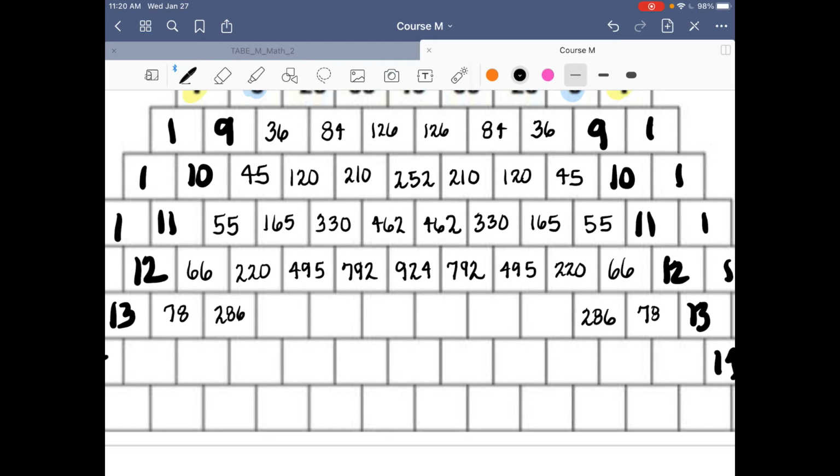Then 220 and 495 will be 715, and that is duplicated over here. 792 and 495 are 1287, and that would be over here as well. Then 924 and 792, 1716. And that gets duplicated.